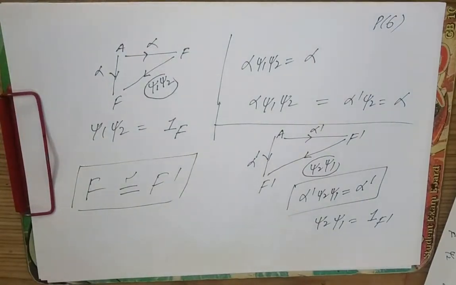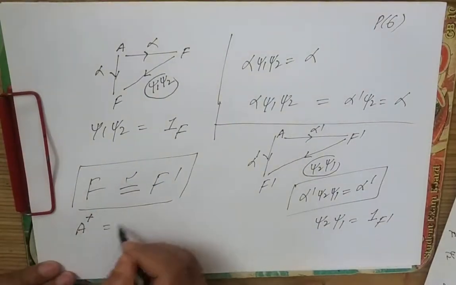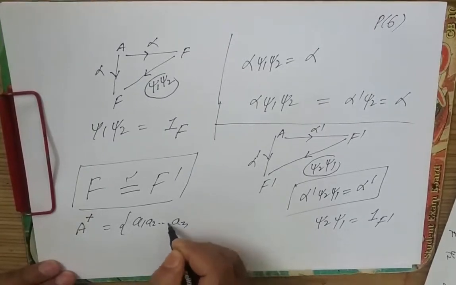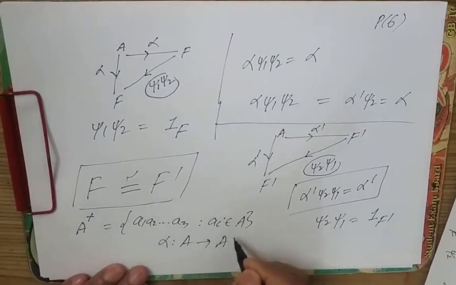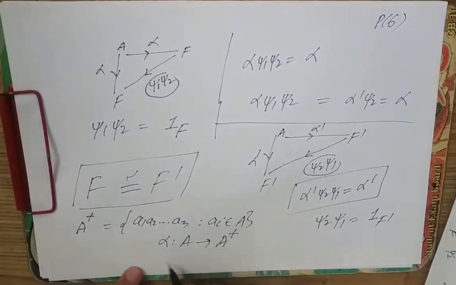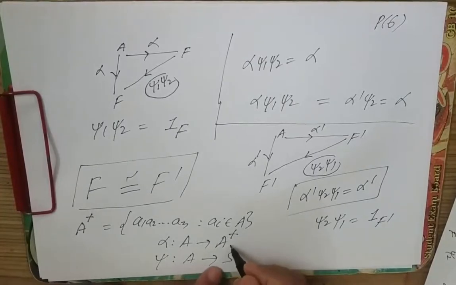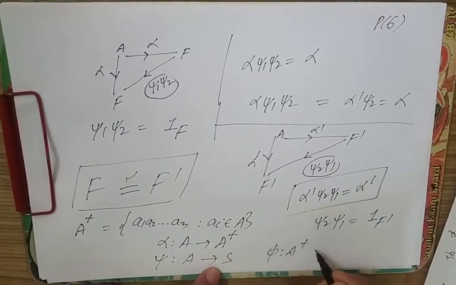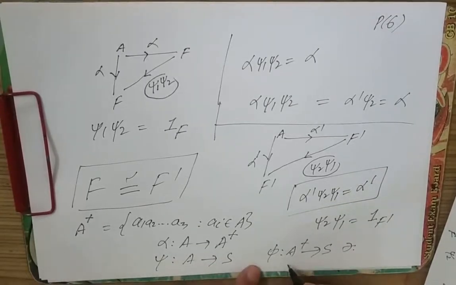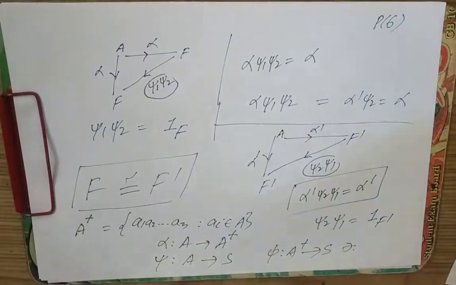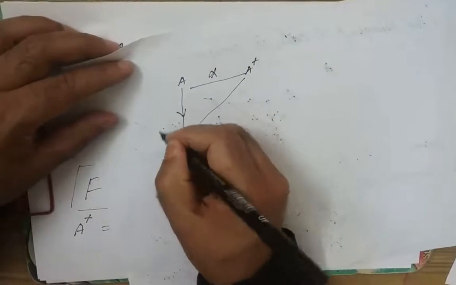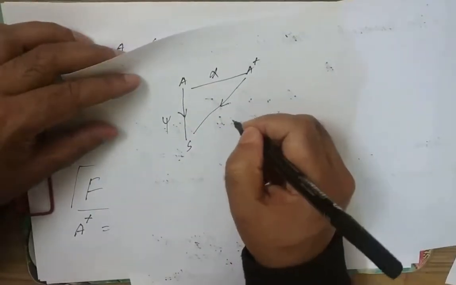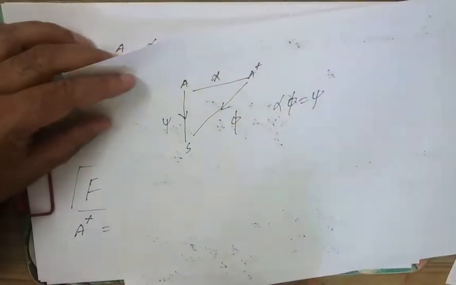And here, we have seen that A plus, which is the set of finite words with letters from A, satisfies the first property that there is a map from A to A plus. Also we have a second property: for any semigroup S and for any map psi from A to S, there is a map phi from A plus to S, which is a morphism such that the following diagram commutes. We have seen A to A plus, which is alpha, and psi to any other semigroup S, and there is a map phi such that alpha phi is equal to psi. But this phi is unique.